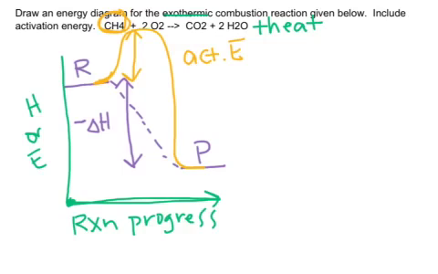Depending on the size of the activation energy hill here, the bigger it is, the more energy that's required to get the reaction to happen. The smaller it is, the reaction would more easily take place.